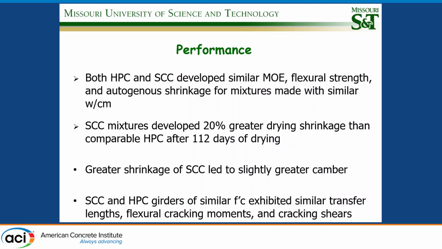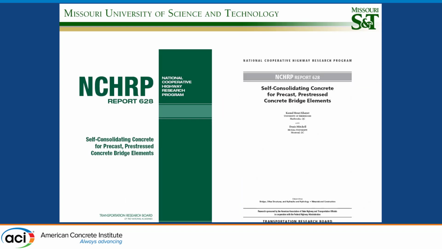And then SCC and high performance concrete with similar compressive strengths exhibited also similar transfer lengths when we release the pre-stressing and measure the transfer lengths inside the concrete. So if you'd like to learn more about this, there's a very nice synthesis that NCHRP requires, and you can download that. It's free online. It's report 628. Is that? Thank you.